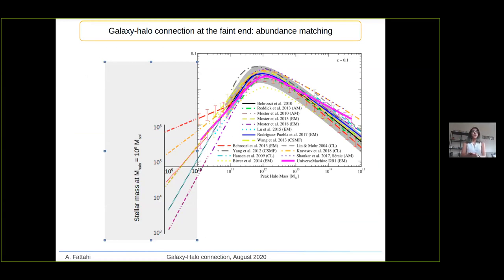I just want to give a reminder that we should not use these abundance matching relations at the low mass end. They are not designed for it, they have not been tested at these low masses, and they have very large uncertainties. On top of that, in the discussions a couple of minutes ago, it came up whether the principle of abundance matching, this monotonic relation between stellar mass and halo mass, even works. So where are we with cosmological simulations predicting this relation at the low mass end?